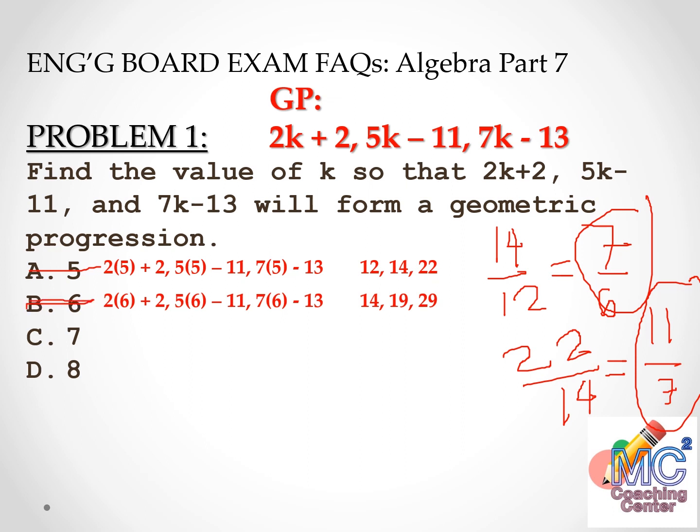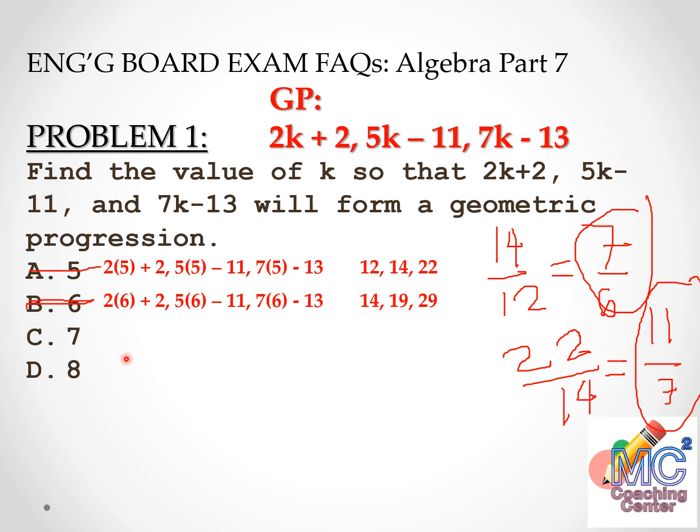So, wala na rin si letter B. Okay? So, parehas lang sa ginawa natin dito. 14 over 12 and then 22 over 14. Since hindi po sila equal, then therefore, hindi po naka-form ng geometric progression. Same with sa letter B. Tingnan mo, 19 over 14 is not equal to 29 over 19. How about si letter C?